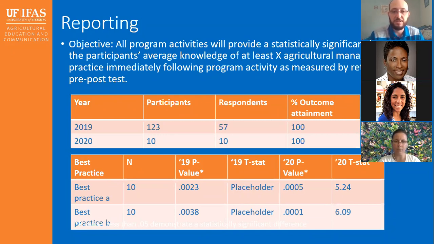So how many participants did you have? How many responded to your survey? And then what was the percent of outcome attainment? And then if you want to get more granular as it relates to the t-test, you have your different best practices, what the p-value is and the t-statistic is, so that those reviewing get an idea of the influence of your program within those different best practices. And again, this is very data driven, and you have the opportunity to clarify and provide more details in your impact statement and success story, but this is a way in which the reviewers can really see very directly and concisely the impacts of your programs.